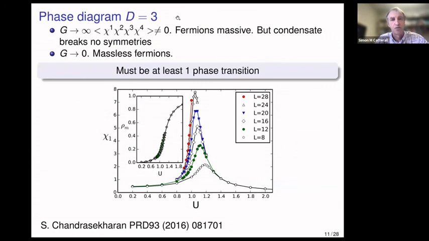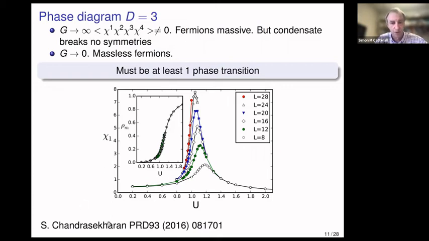So let me just show you briefly what the phase diagram looks like in 3 dimensions. It's very easy to show at strong coupling that you get a 4 fermion condensate as G goes to infinity, as I take the Yukawa up. So the fermions are massive. You can show that is consistent with that statement. But this condensate breaks no symmetries whatsoever of the theory. And clearly, as G goes to 0, I just have massless staggered fermions. So there has to be at least one phase transition between these 2 regimes.